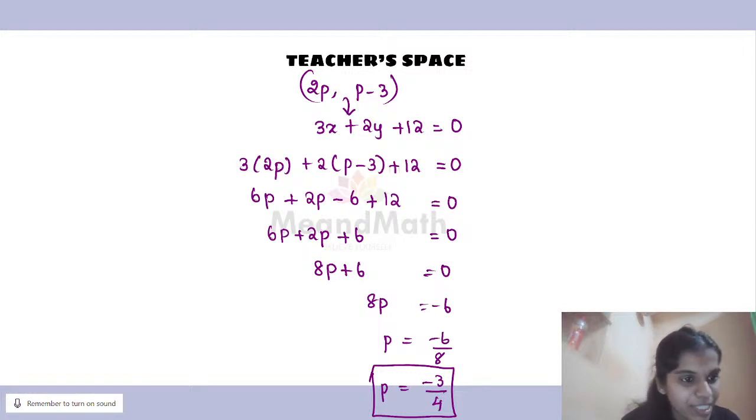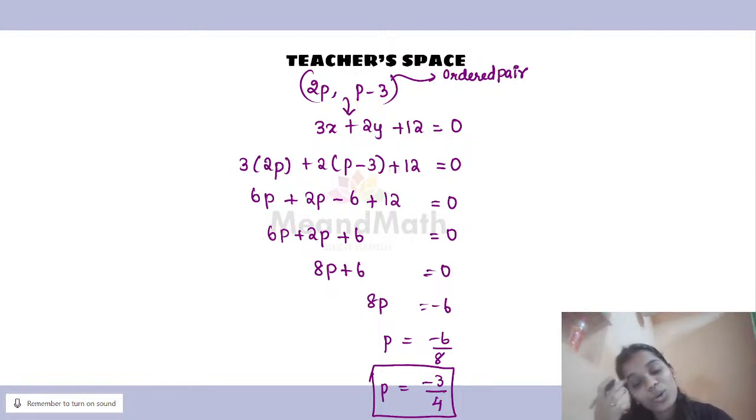Is it clear? Any doubts so far? Those who are having any doubts, please ask now. Once we get the solution set, we are just substituting in place of x and y with respect to ordered pairs. Then substituting this, we will get our p value. Fine. So hope it is clear.